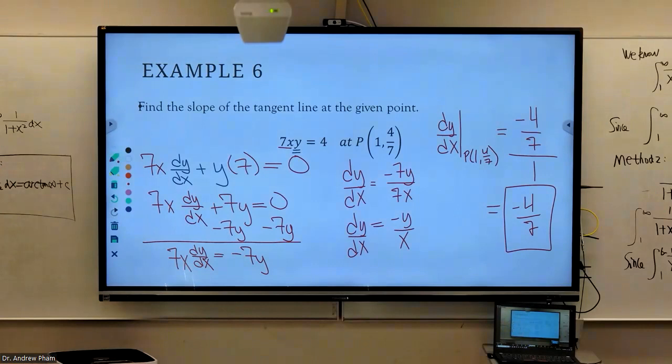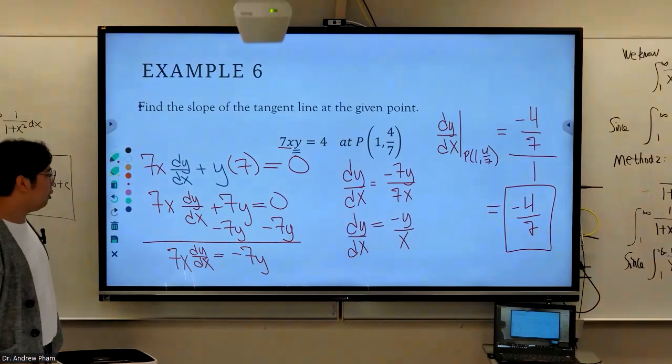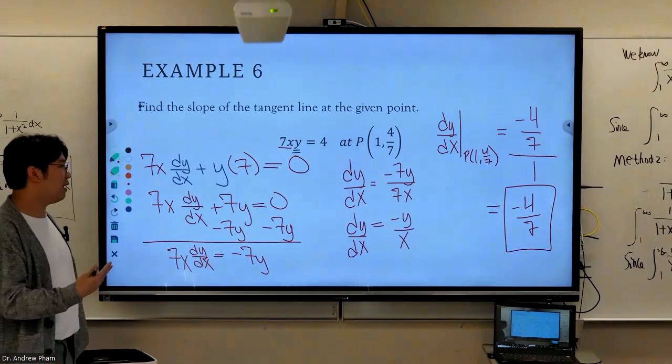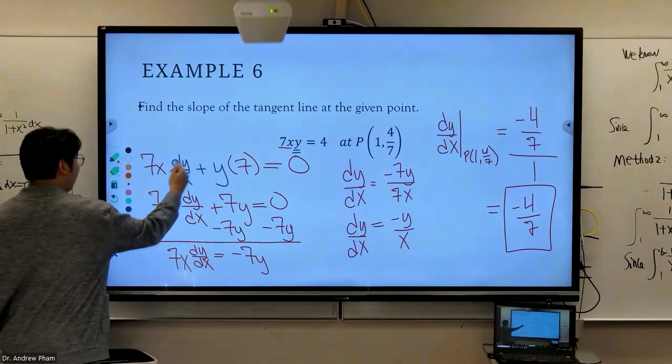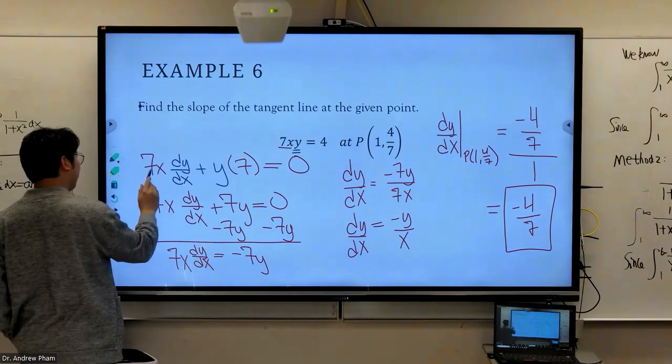All right, so far, any questions about how I got to my final answer, the slope of negative 4 over 7? Again, we got the derivative. If I want the slope of the line, I have to plug in my point. So I'm going to take an extra moment here to show you how else I could have gotten the derivative, for example.